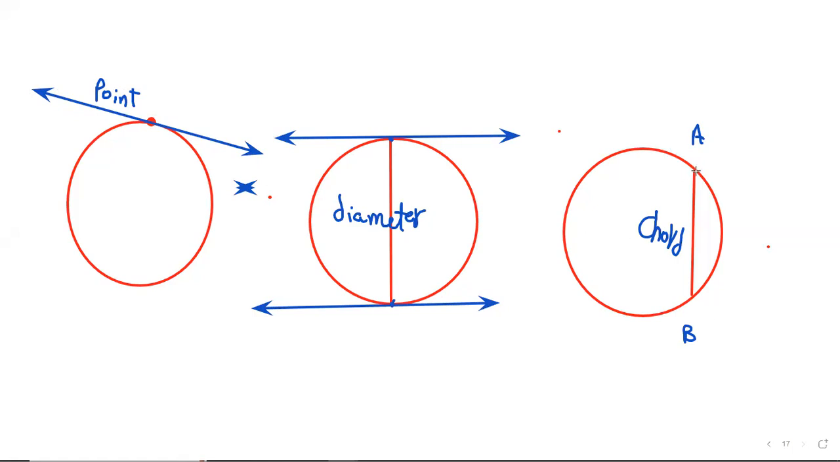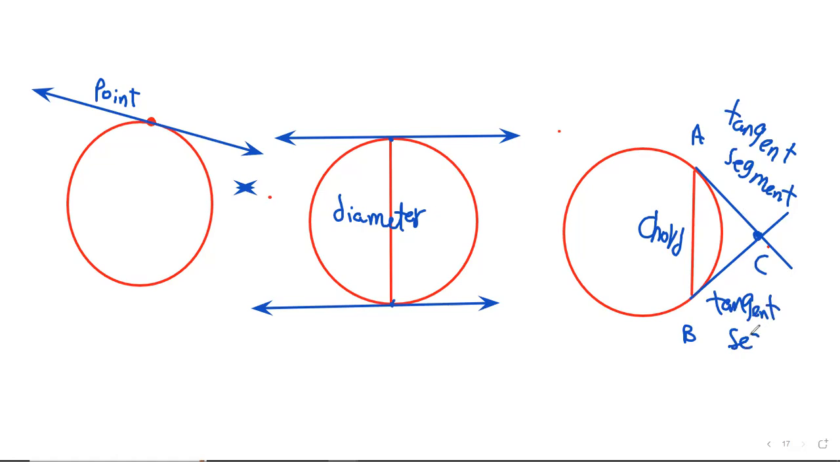So here, from A and B, we can draw a tangent to the circle from A, and from B we can draw a tangent. And as you see here, the two tangents intersect at a point C. This AC is a tangent segment, and BC also is a tangent segment. And you will find that AC equals BC.